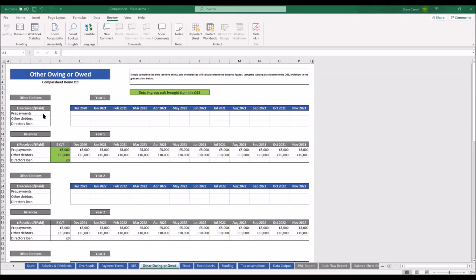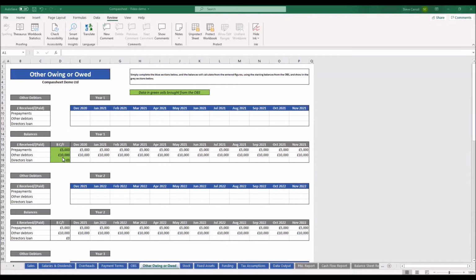So prepayments are things where we've paid in advance. For example, it might be rent where you've paid for 3 months in advance. So we've prepaid £5,000 in rent. Other debtors might be another loan that we've made to somebody, so they owe us that money. And a director's loan is where the director owes the company money.